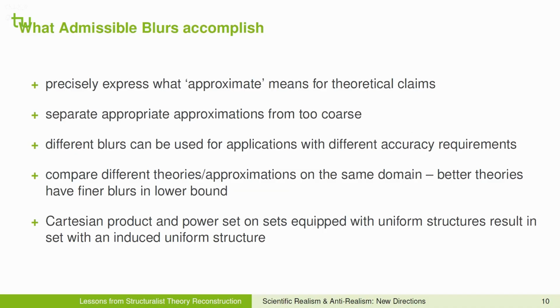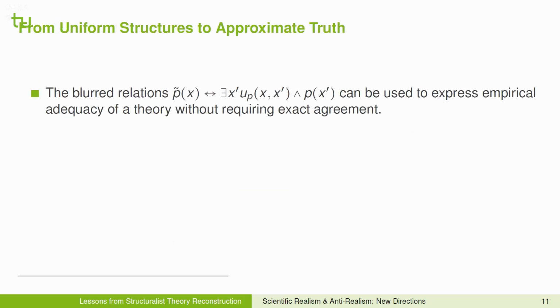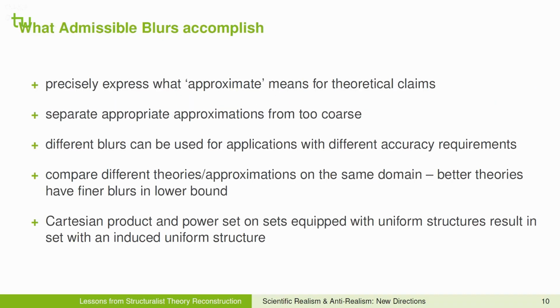We can express what approximate means for theoretical claims. We can write down a theoretical relation, and this is what I do on the next slide. This is my theoretical relation, and now I say it's satisfied for all x that are within the blur close to this x prime. Since we have this upper bound, we can also distinguish between appropriate approximations and not too distortive idealizations, from approximations that are too coarse and not adequate for our problem.